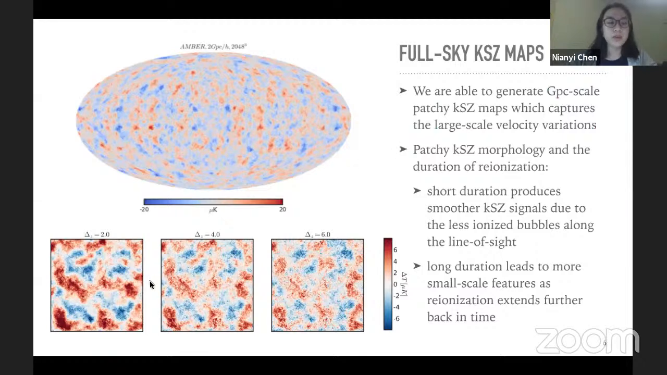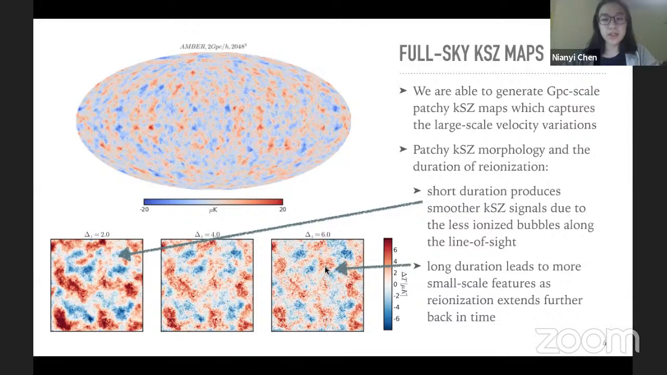And in the bottom panel, I show patches of these maps, but varying the duration of reionization. In the left panel, we have a reionization scenario with a short duration, and you can see that the map is relatively smooth because with a short duration, we see fewer ionized bubbles along the line of sight. When you go to the right panel, as you increase the duration of reionization, you begin to see more and more of these small-scale features. This is because the reionization extends further back in time when the universe is denser.